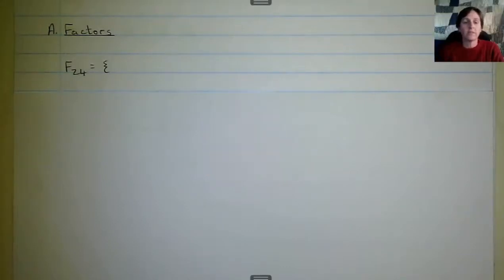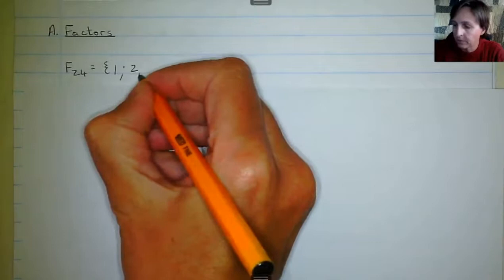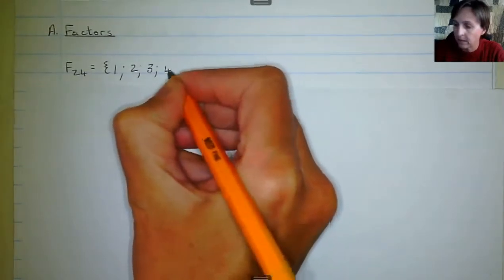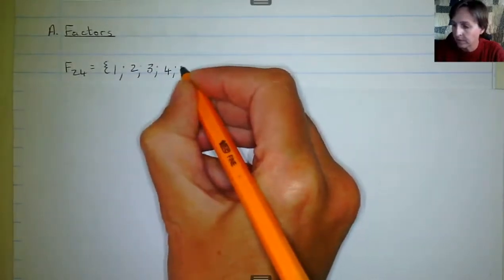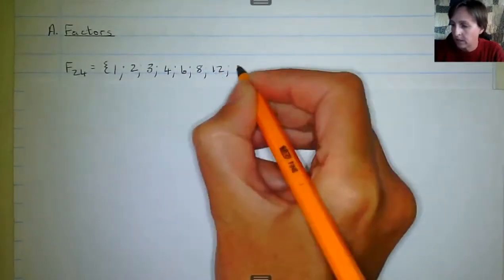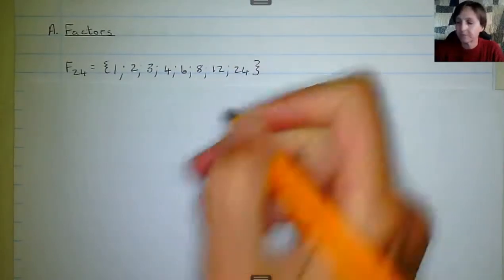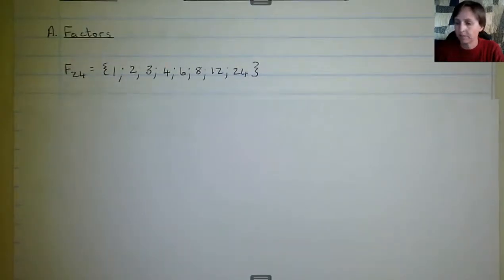Let's start with factors. Factors are numbers that can divide into another number without a remainder. So let's say we have the number 24. We want to see which numbers we can divide 24 by without getting a remainder. So I can say 24 divided by 1 and 2 and 3 and 4, not 5, but 6 and 8 and 12 and 24, and I won't get a remainder if I divide by any of those numbers. So those are the factors of 24.